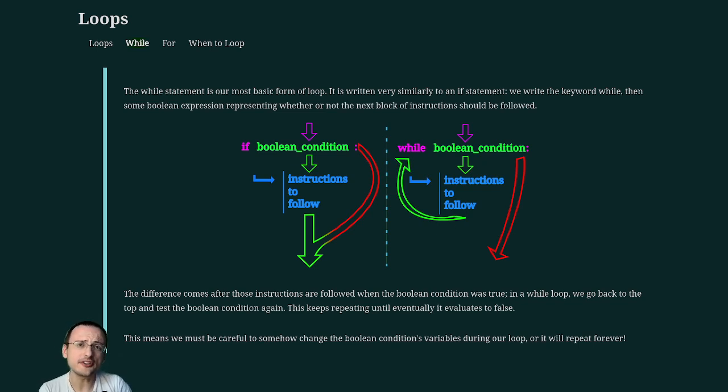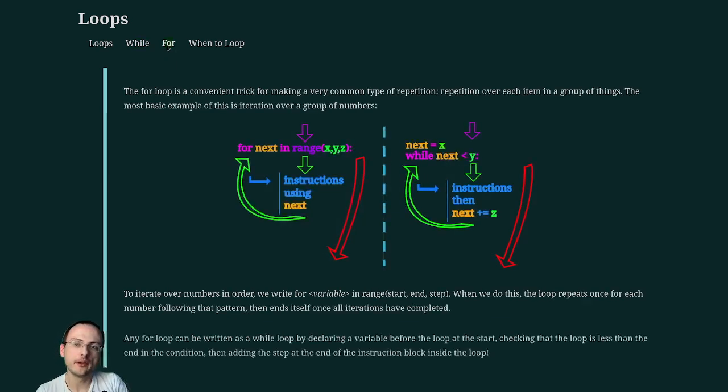So that was our first type of loop, while loops. The second type of loop, for loops, is actually just a convenience feature for writing a very common type of loop more quickly. For loops are the type of loop we use when we want to do repetition over each item in a group of things. That's a kind of vague description. It's a little more solid if we look at a common example.